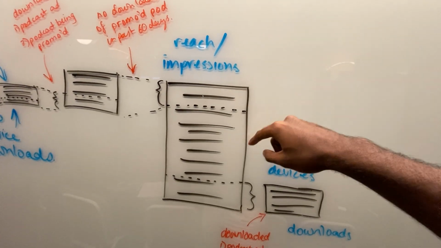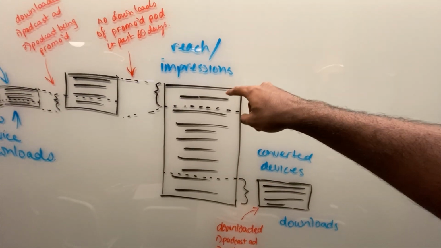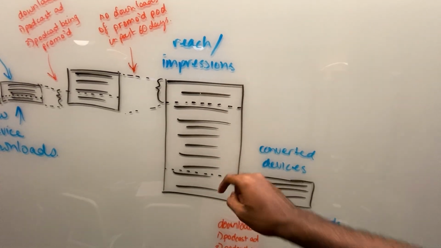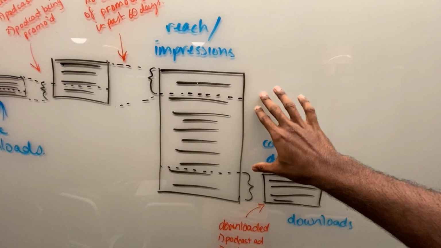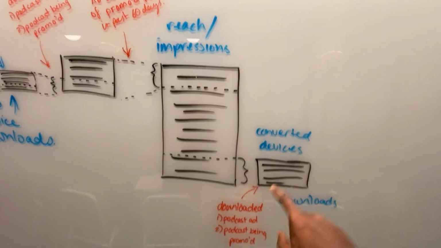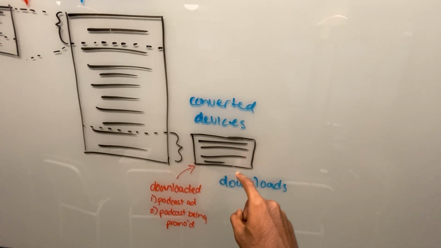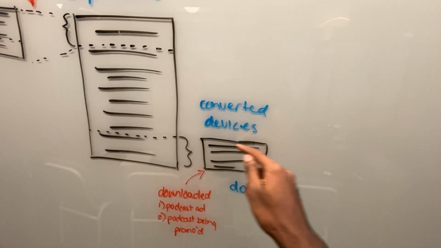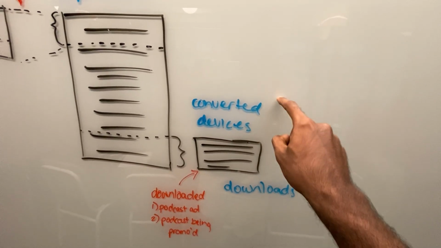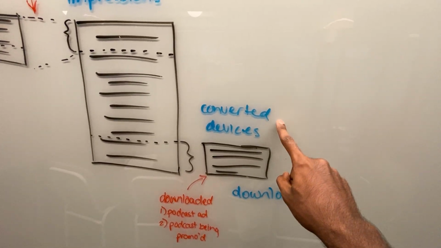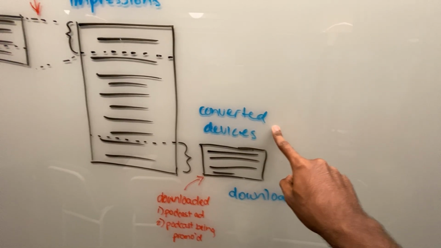The impressions refer to how many impressions they got, so the total number of downloads that all of those devices caused. Of the devices that downloaded the podcast ad, a certain number of them will go on afterwards to download the podcast being promoted. The total number of those devices is what we refer to as the converted devices. It'll show up under your dashboard as conversions. So that's what converted devices refers to.